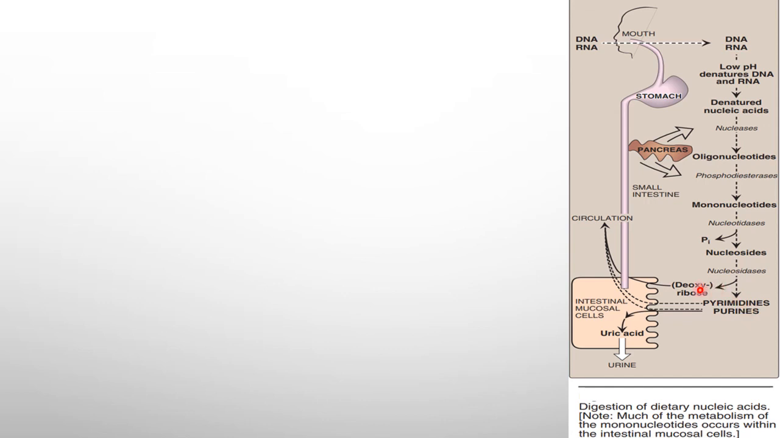Sugars, whether deoxyribose or simply ribose, are well absorbed by the circulatory system, while pyrimidines and purines are not well used up, and these are converted into uric acid and then get eliminated from the body via urine.